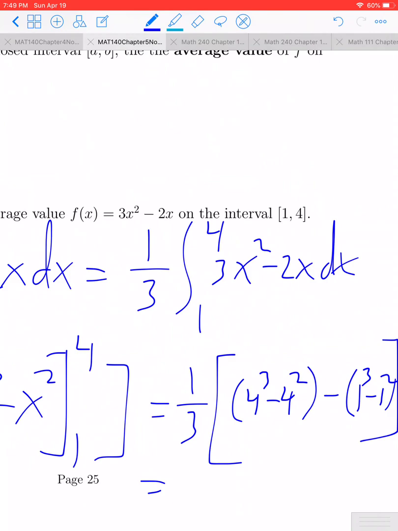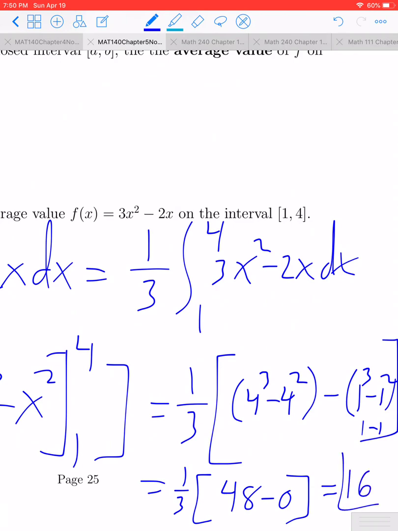This is equal to 1/3 times, 4 cubed is 64, 4 squared is 16, and 64 minus 16 is 48. Over here, 1 cubed is 1, 1 squared is 1, and 1 minus 1 is 0. So we get 1/3 of 48 minus 0, which is 1/3 of 48, which is equal to 16. So we would say that the average value of the function f of x equals 3x squared minus 2x on the interval 1 to 4 is equal to 16.